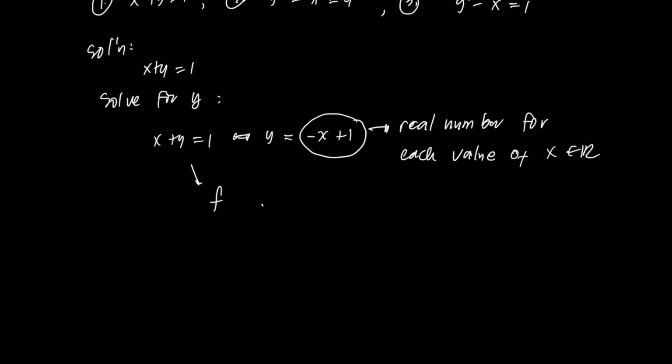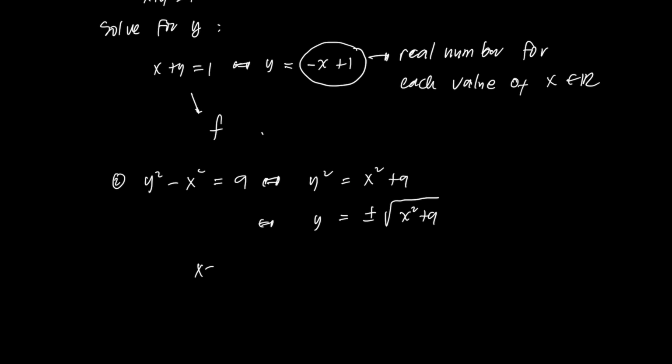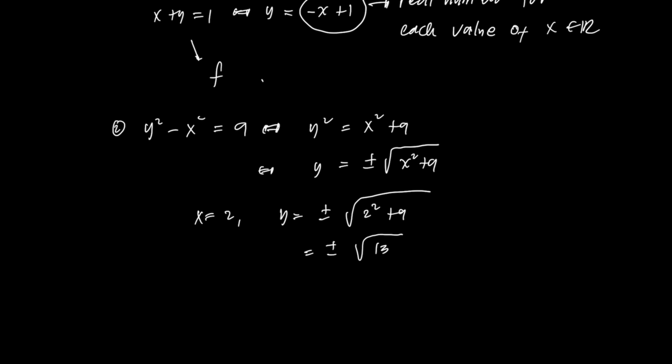Now, for the second example, which is y squared minus x squared equals 9. If we solve for y, we have y squared is equal to x squared plus 9. Then applying the square root property, we have y is equal to plus minus square root of x squared plus 9. Now suppose we have x equals 2. What will happen here? Y is equal to plus minus square root of 2 squared plus 9, which is plus minus square root of 4 plus 9, that's square root of 13. So meaning, for x equals 2, y is equal to plus square root of 13, or y is equal to minus square root of 13.